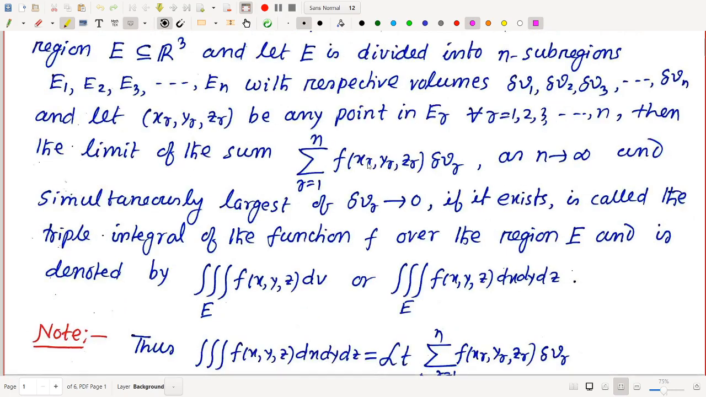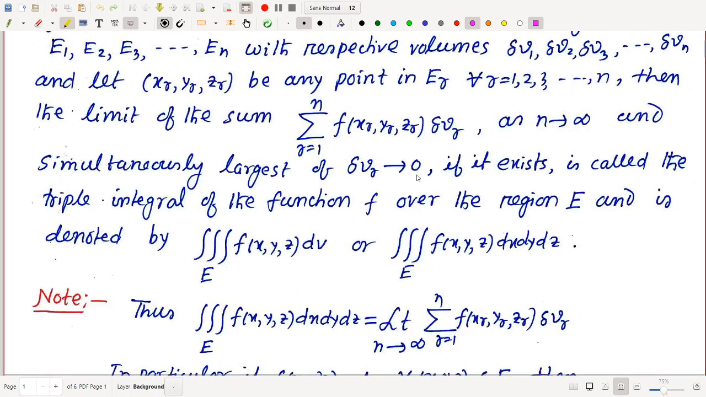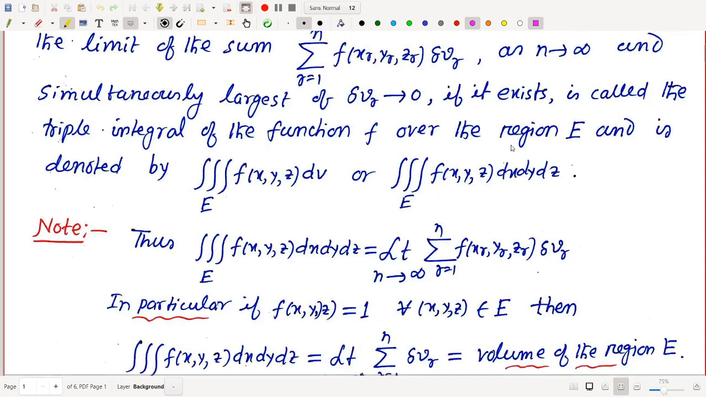Then consider the sum, summation of f(xr, yr, zr), the function value at (xr, yr, zr), into ΔVr, the volume of the rth subregion. The limit of this sum as n tends to infinity, the number of subdivisions tends to infinity, and simultaneously the largest of ΔVr tends to 0, the volume of the largest subregion tends to 0. So the volume of every subregion tends to 0, every subregion is very small, and the limit of this sum, if it exists, is called the triple integral of the function f over the region E and is denoted by this symbol.